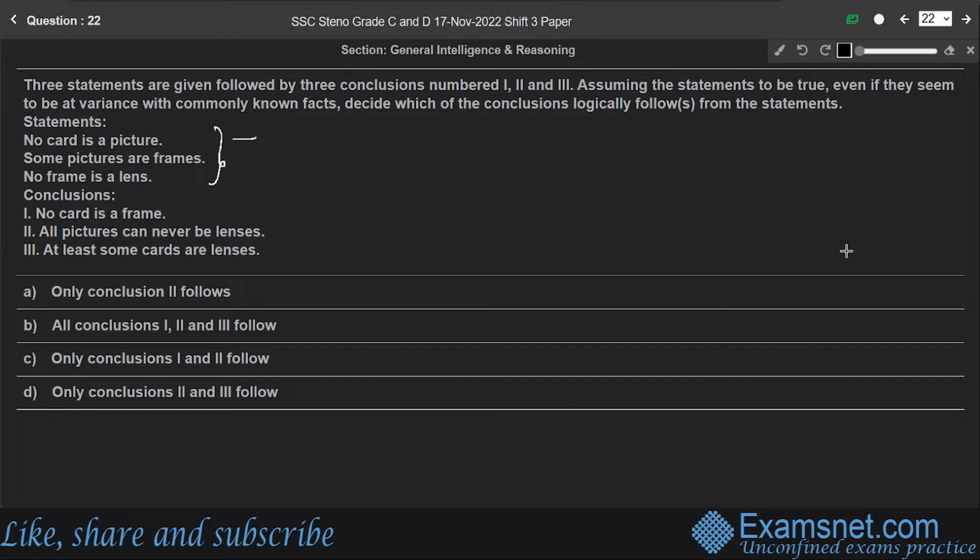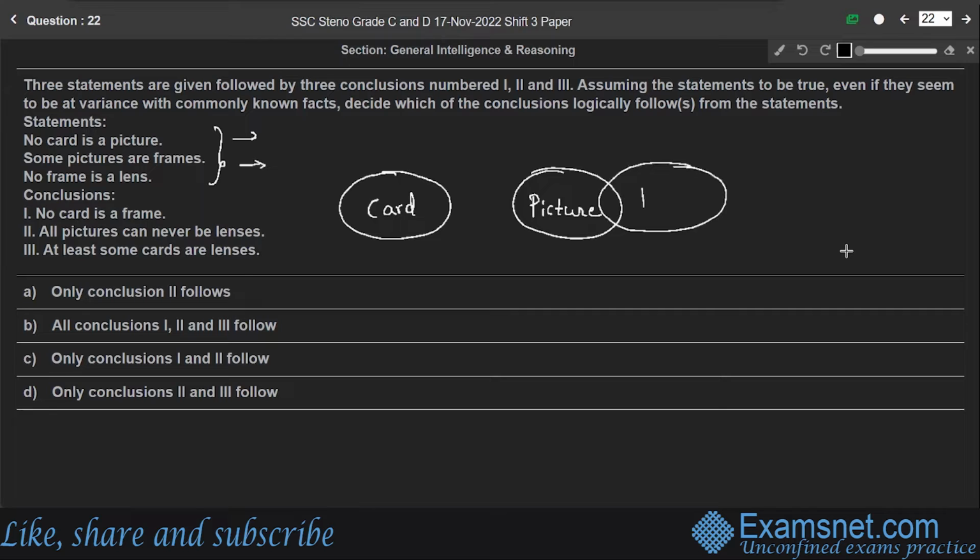So here the first one, no card is a picture. No card is a picture means there is no relation between card and picture. Strictly there is no relation between card and picture. So we'll consider set of card and set of picture separately. And second one, some pictures are frames. So we'll consider set of frames like this, some portion of pictures. Some pictures are frames. Next one, no frame is a lens. There is no relation between set of frame and lens. So we have to consider set of lens separately.